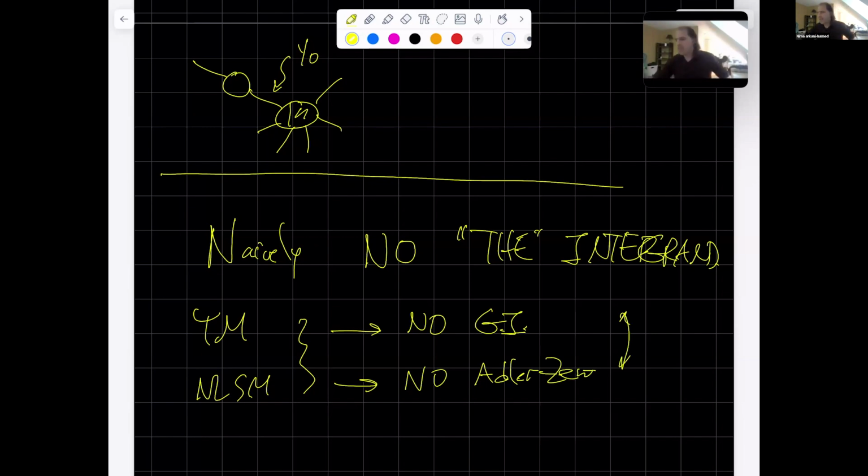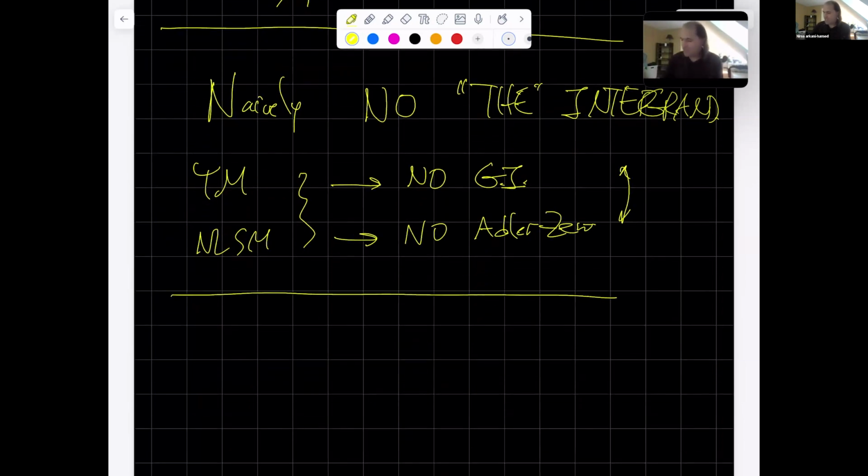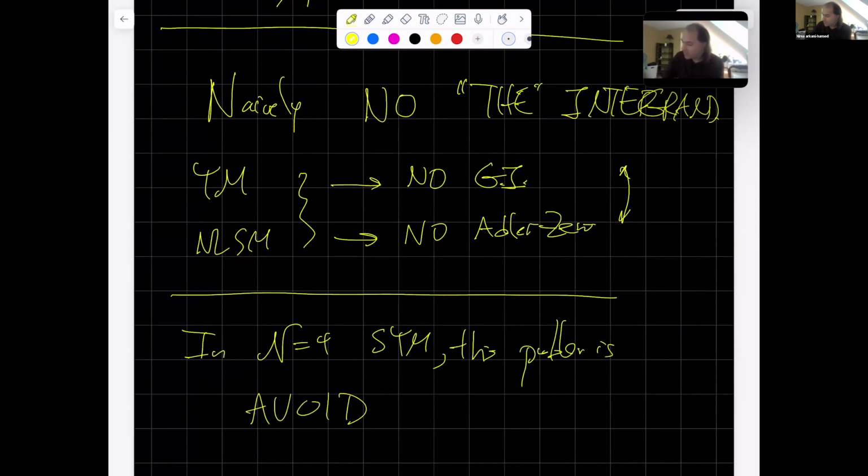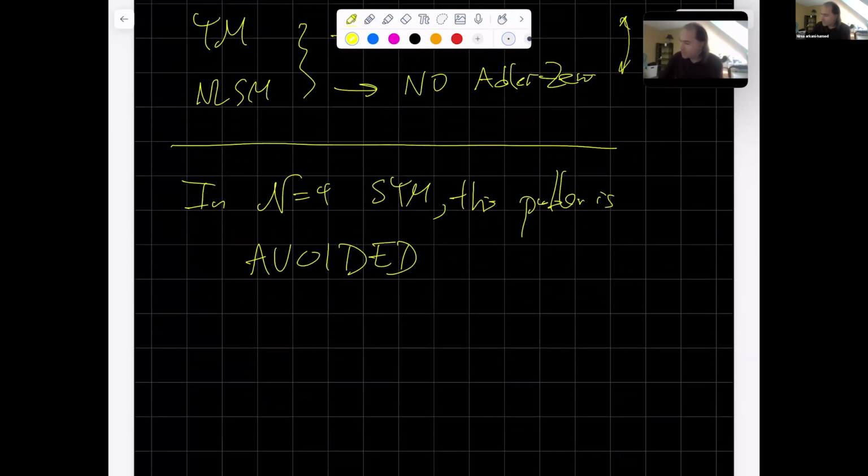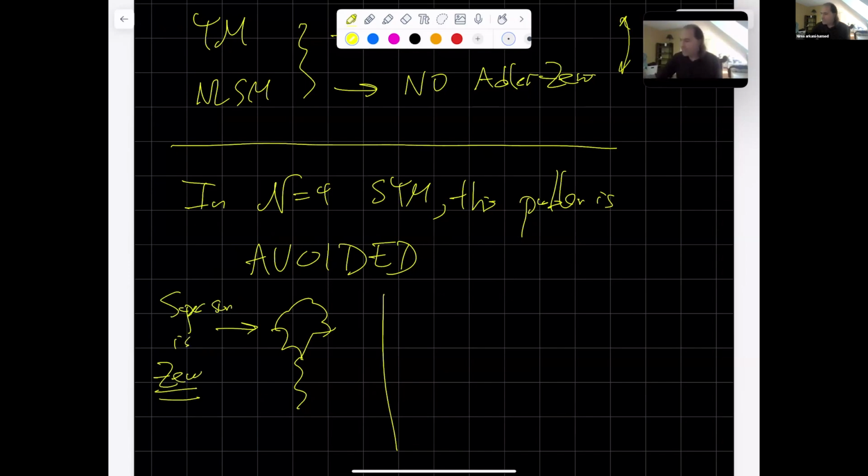Okay, so now, equally famously, in maximal supersymmetry, in N=4 super Yang-Mills, this problem is avoided. It's avoided because the sum, the supersum, in these diagrams is 0. The supersum is 0. And so this means that the single cuts are well defined.